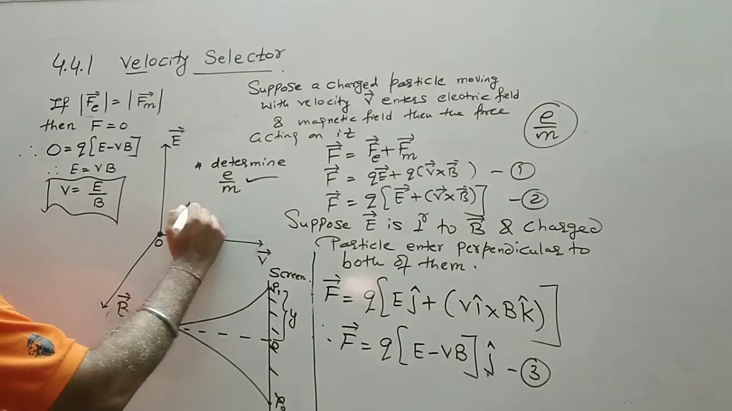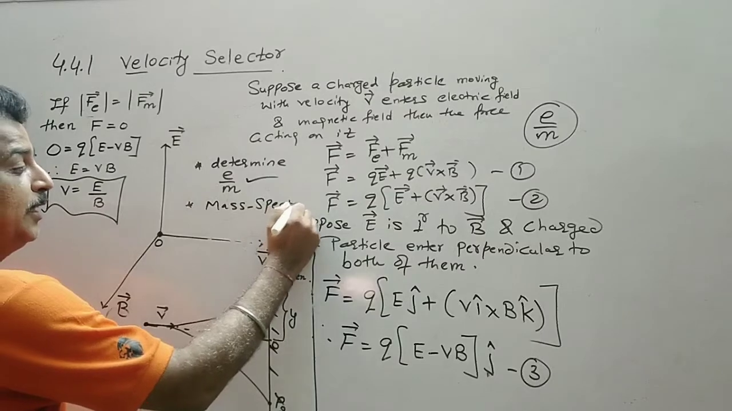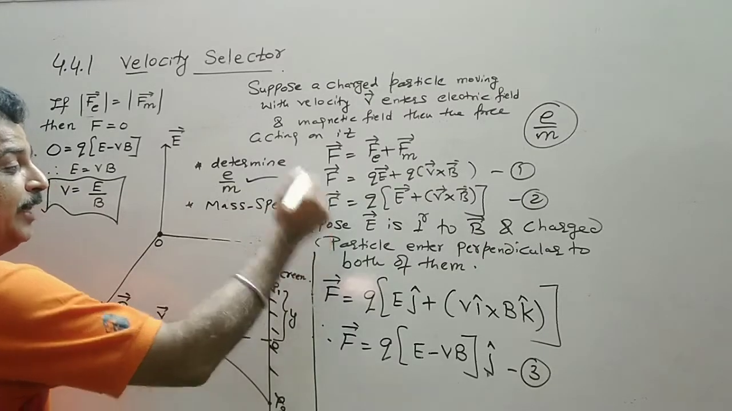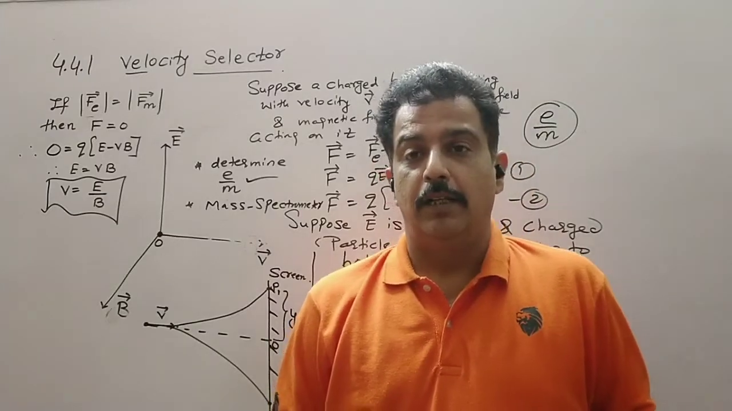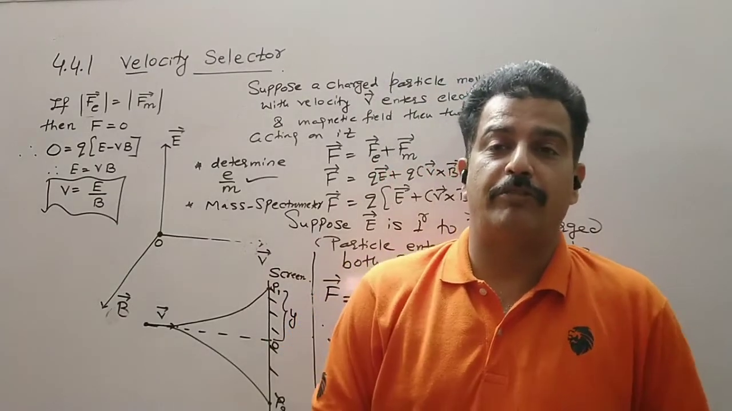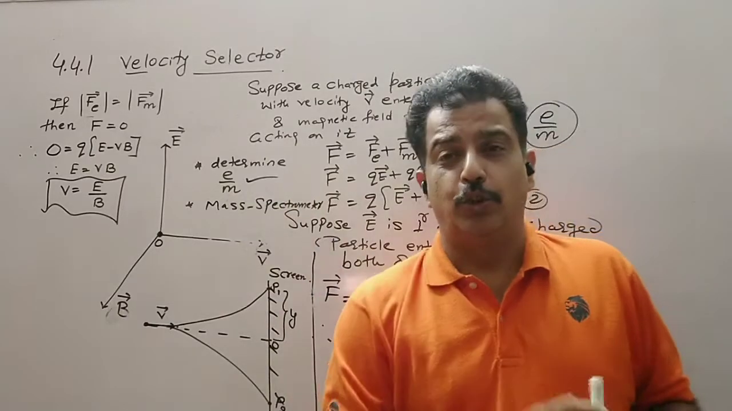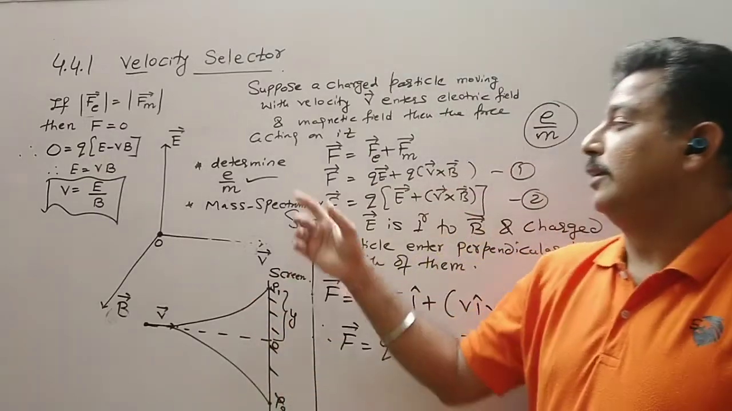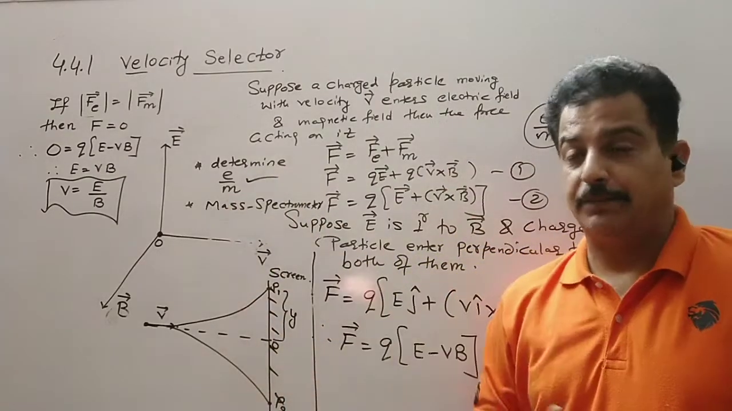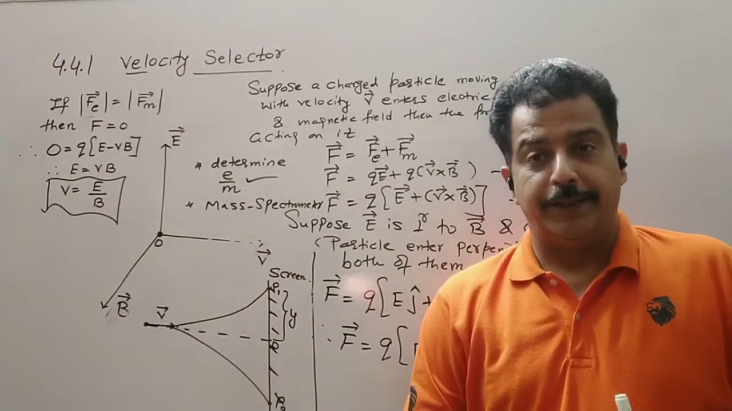Also, this method is used in a device called a mass spectrometer. Again, this is a device which is used to separate charged particles. We have a beam of charged particles. Particularly, this mass spectrometer is used to separate charged ions according to the ratio of e by m. So to determine the ratio of e by m, you need a speed.